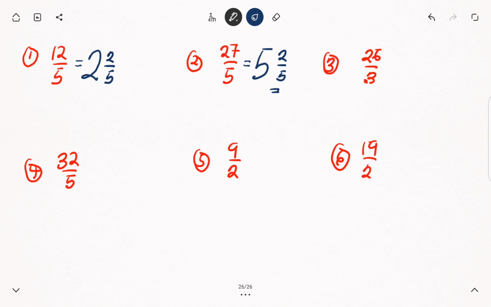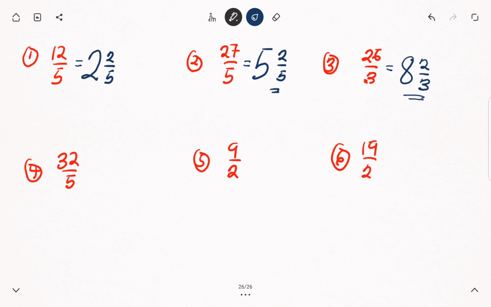26 on 3. Now 3 will go into 26 8 times, and that is equal to 24. So 3 times 8 is 24. So I write down my 8 over here. So 24, 25, 26. So it's left with 2 before we get to 26. So I have 2 over 3. So this becomes my answer.